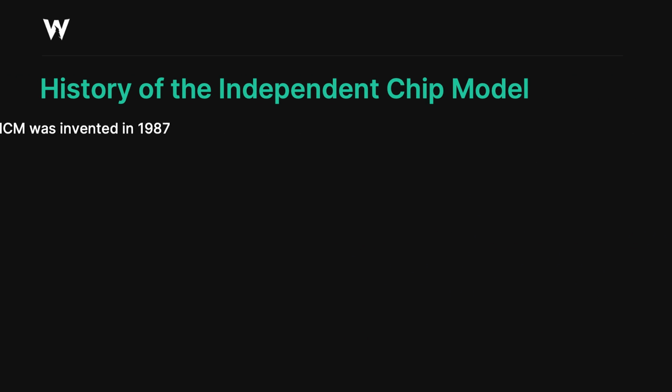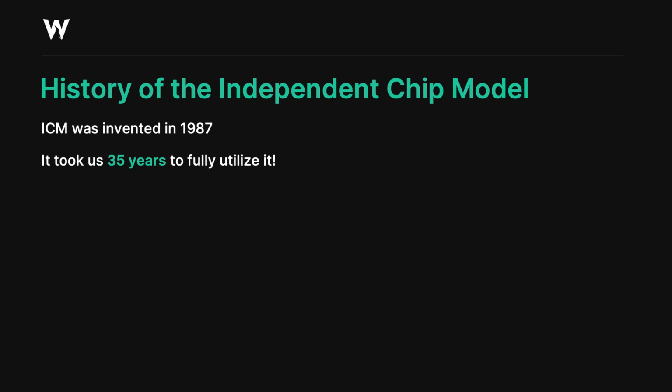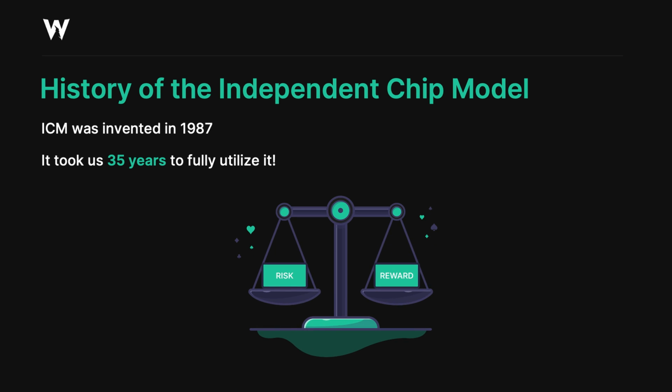And this formula was invented in 1987 by Mason Helmuth, originally derived from Harville, who used it for horse racing. Despite its age, it took us over 35 years to fully utilize it. The reason for this is that the original ICM calculation is recursive, and this means that as you add more and more players, it becomes more and more difficult to calculate it. So if you had a tournament with thousands of players, it was almost impossible to calculate ICM.